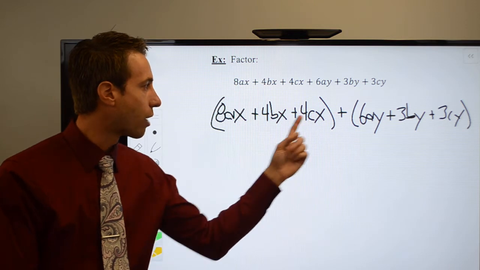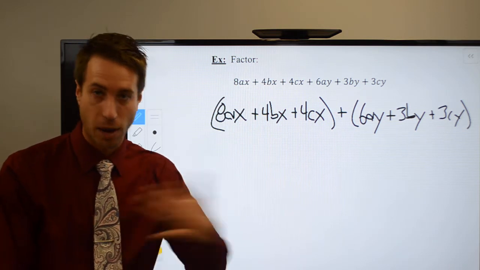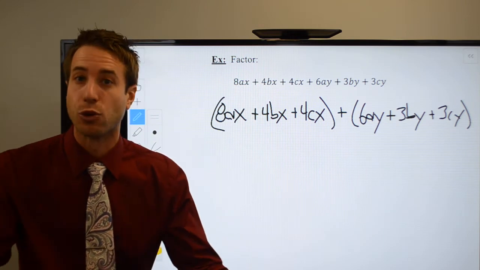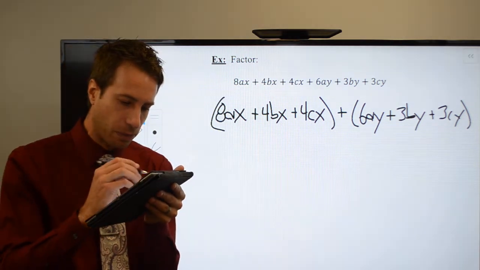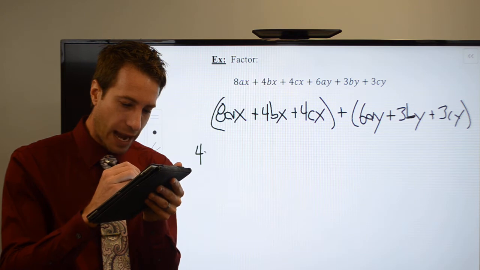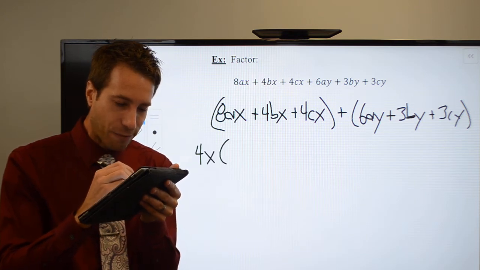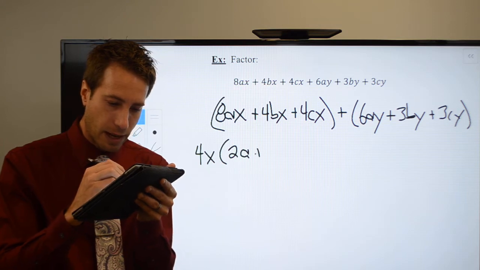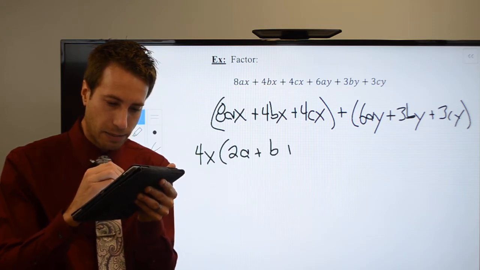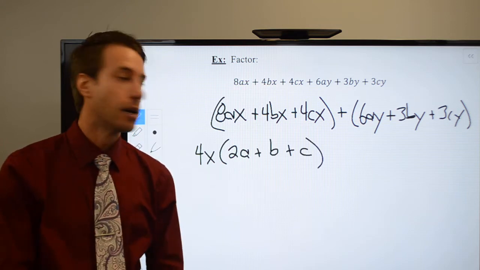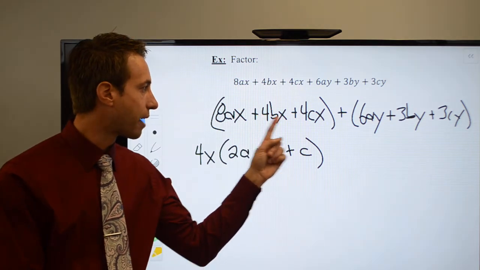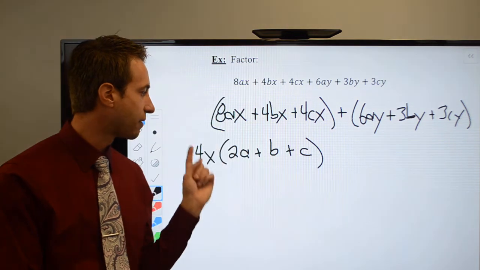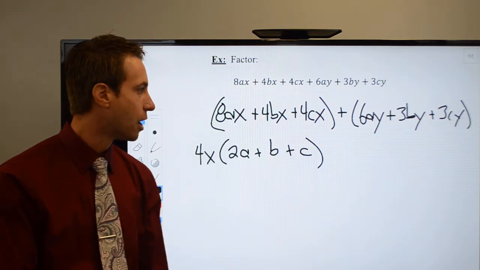Well, 8, 4, and 4 all have a 4 in common, so I'll pull out a 4. And all the terms have an x in them, which is why I group them together. So let's pull that out. 4x, and what I'm left with then would be a 2a plus b plus c, right? I pull out a 4x, I'm left with a b, I pull out a 4x, I'm left with just a c, 8 divided by 4 would be 2, and I'm left with the a.